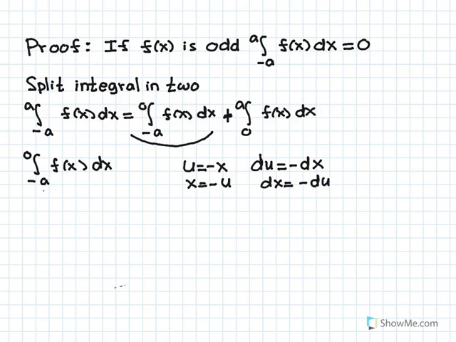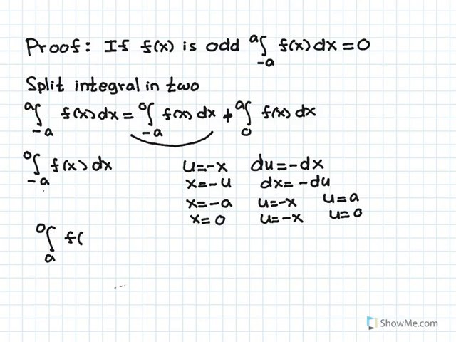We also need to change the limits. So x equals -a, the lower x limit, we plug it into u is equal to -x, and we get u is equal to a. x equals 0, the upper x limit, plug it into u is equal to -x, and we get u is equal to 0. So we have the integral from the lower u limit, which is a, to the upper u limit, 0, of f(x), so x gets replaced by -u, dx gets replaced by -du.